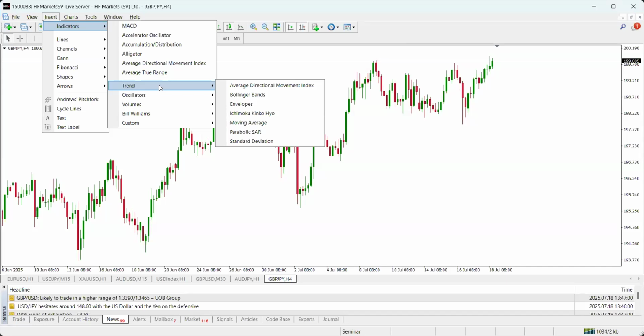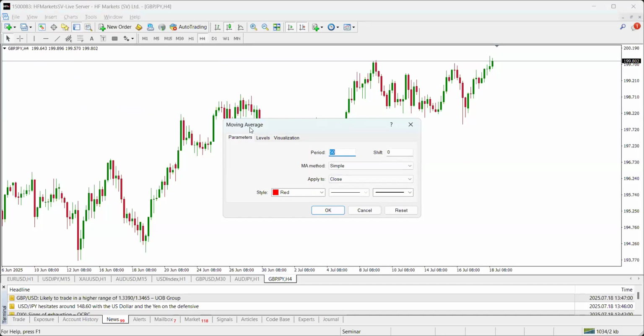On the trends, right there, you can find moving average. Now, for the moving average, a key thing to also take note of is that there are different types of moving averages. It depends on what you're trying to look out for.